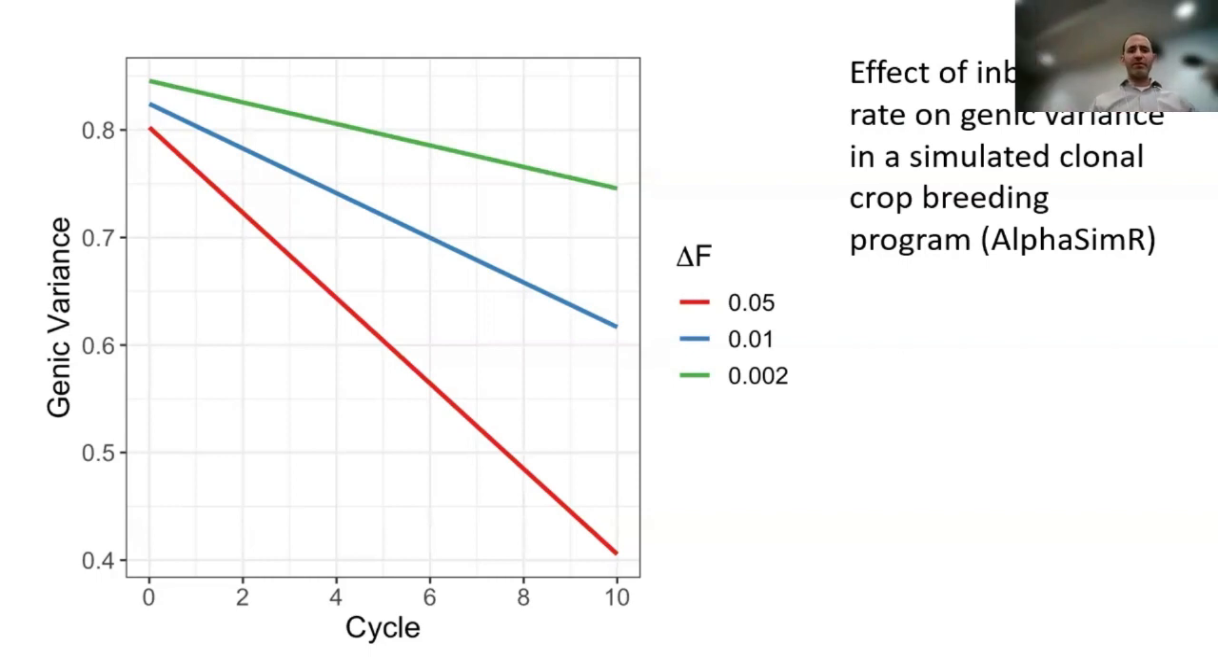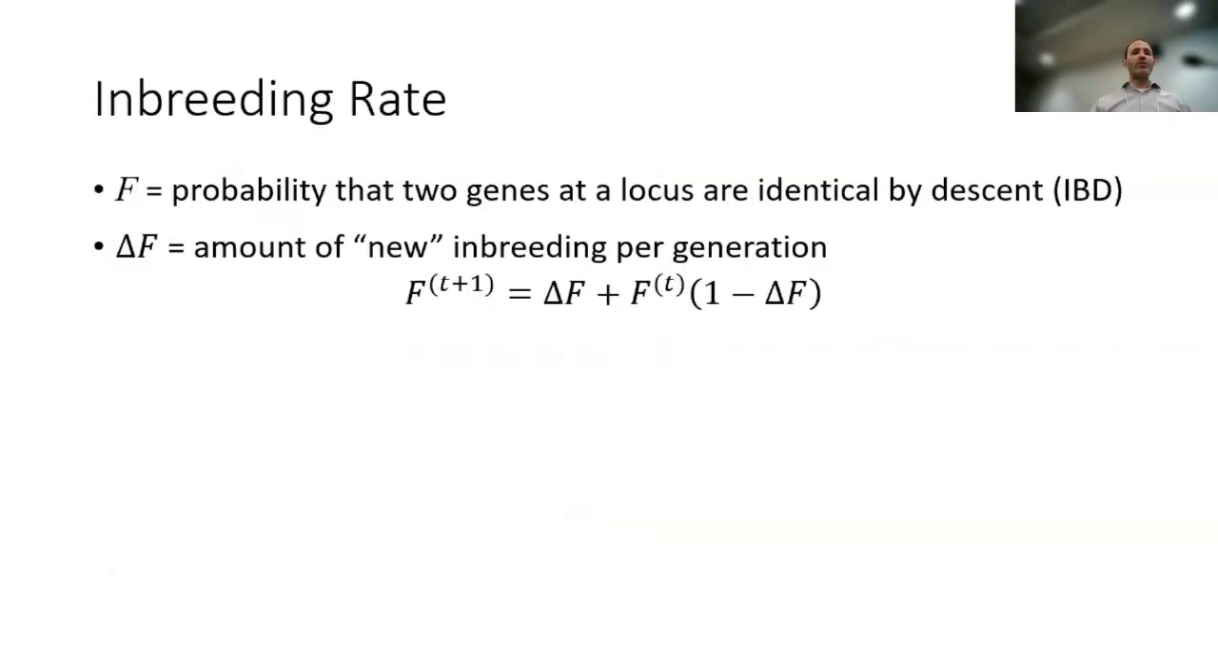And this is work done with AlphaSimR, a very nice software for simulating breeding programs. Okay, inbreeding rate. I'm using that term, and you probably don't know exactly what I mean by that. It's not what I thought it was when I just started learning about this. Inbreeding coefficient is something that probably you do have a sense for. And the one formal definition would be the probability that two genes at a locus are identical by descent.